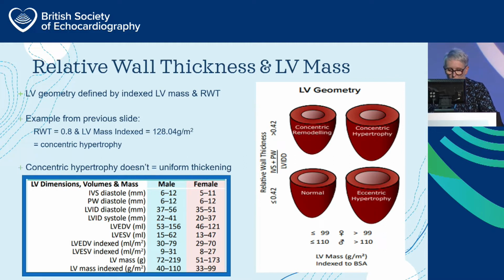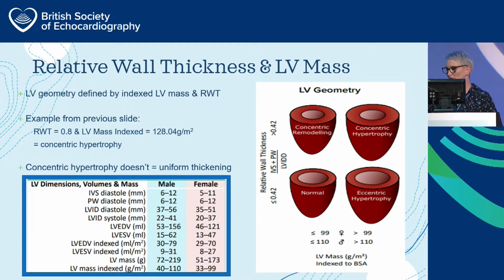So we can now use our indexed LV mass and the relative wall thickness to define our patient's left ventricular geometry. So if we were to plug in the values from the previous slide, the patient had a relative wall thickness of 0.8 and an LV mass indexed at 128.04 grams per metre squared. So that, if you look at the diagram on the right-hand side of the slide, describes the patient then as having concentric hypertrophy.